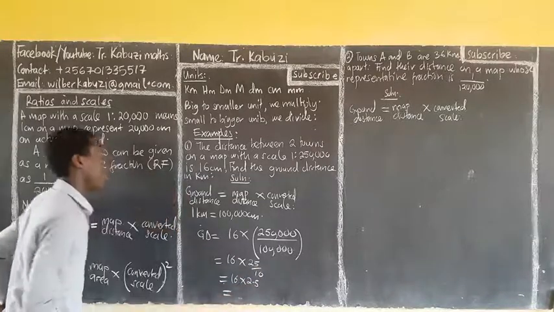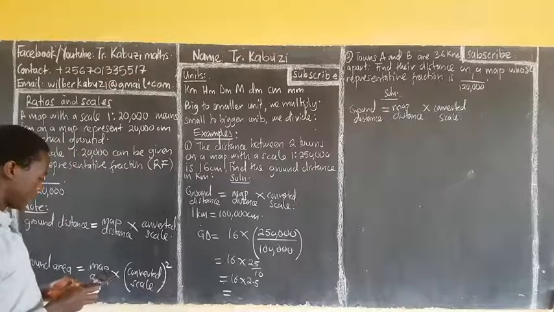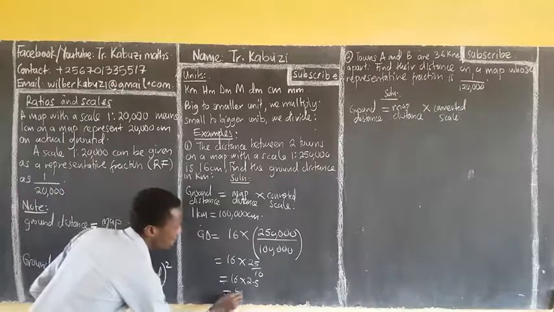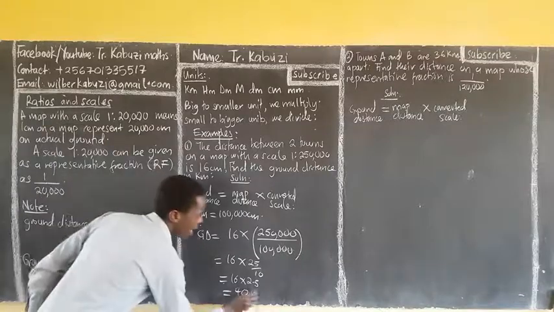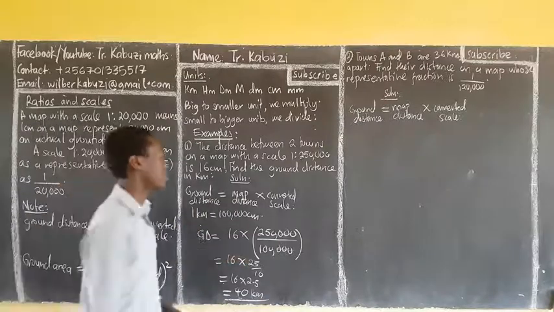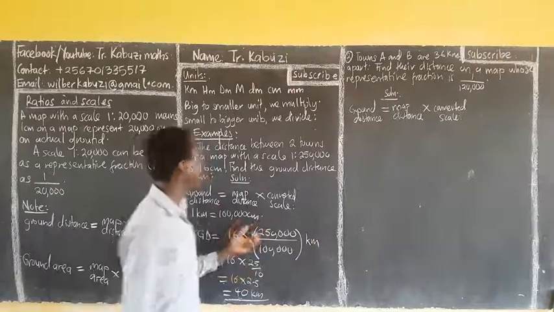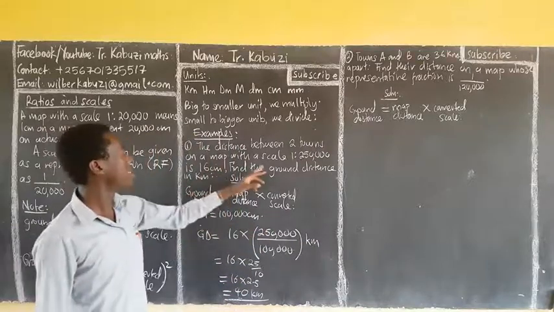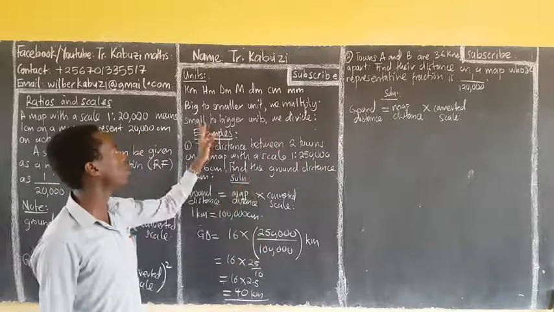And you get your calculator, 16 times 2.5, and the answer I'm getting is 40. This 40 is the ground distance, and it is in kilometers, because I was converting to kilometers. Why is that? I'm going from small to big, from centimeters to kilometers. That's why I divide when going from small to big.